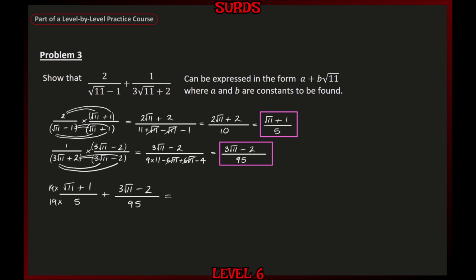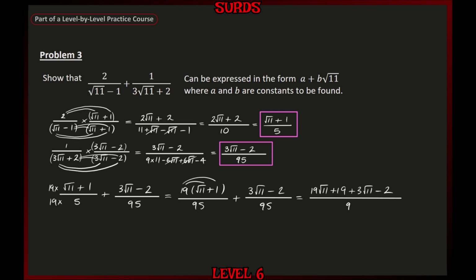So our first fraction becomes 19, and then in brackets, root 11 plus 1. The denominator becomes 95 because 19 times 5 is 95. And our second fraction can just stay the same. So now that we have common denominators, we can just add the two numerators together. And I'm going to do this at the same time as expanding that first bracket. So 19 times root 11 is 19 root 11, and 19 times 1 is plus 19. From our second fraction, we also have plus 3 root 11 and a minus 2, and the denominator remains as 95.